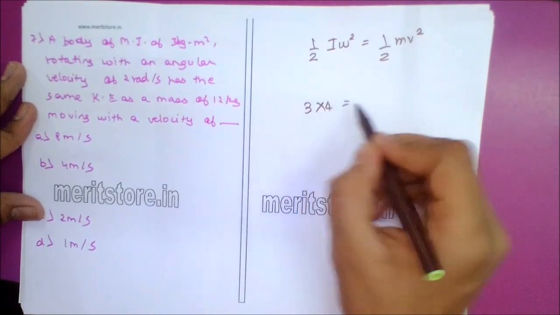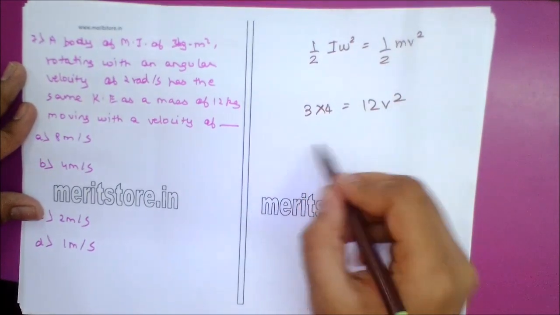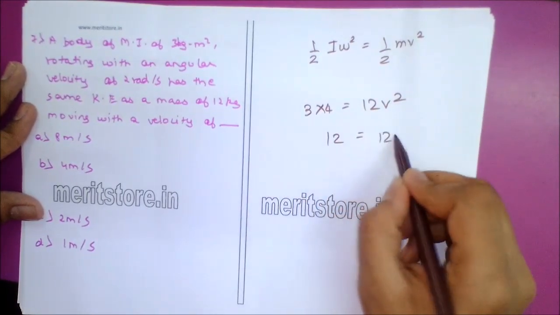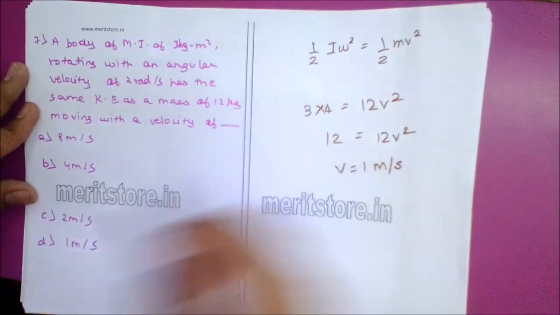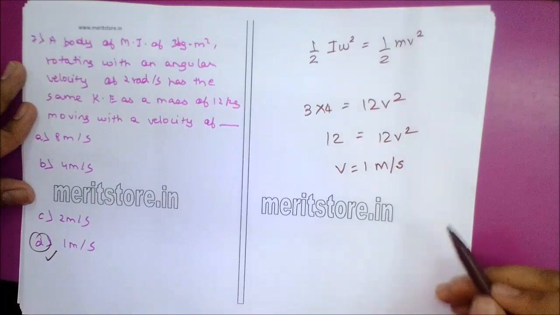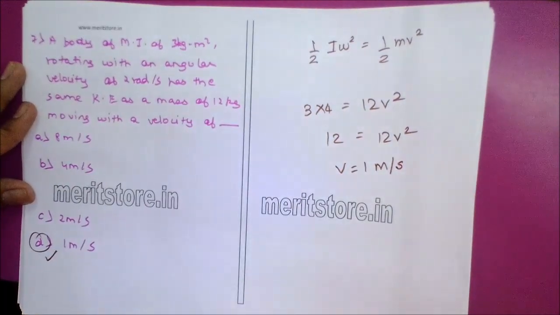3 into 4 is equal to 12v square. 12 is equal to 12v square. Value for v is 1 meter per second. So option D, 1 meter per second is the correct answer.